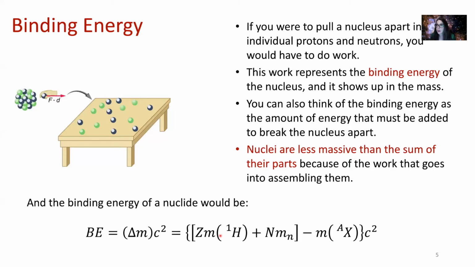The mass of the hydrogen atom takes into account that protons are paired with electrons, and one hydrogen atom has one proton and no neutrons. So essentially this term gives us the sum of all the electrons and all the protons in a nuclide, and then we add it to the sum of the masses of all the neutrons in the nuclide, and then subtract it from the actual mass of that nuclide, giving us our binding energy. Of course, we multiply it by c squared.